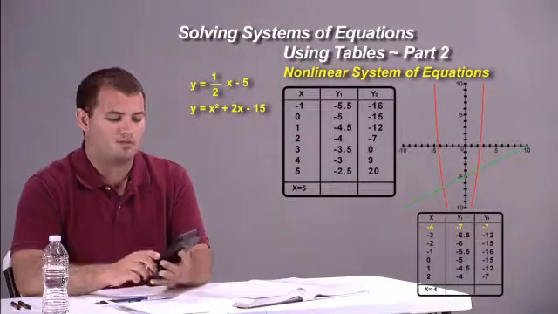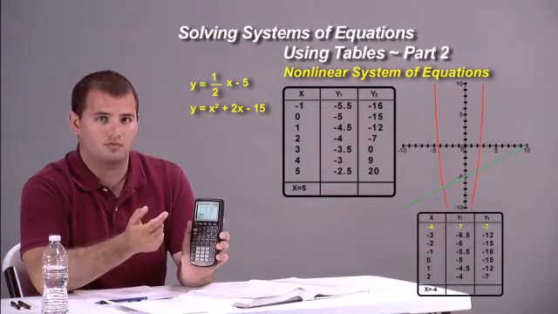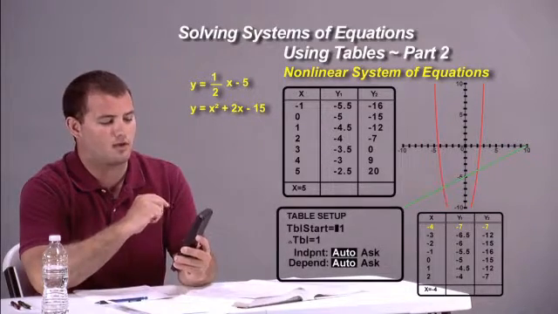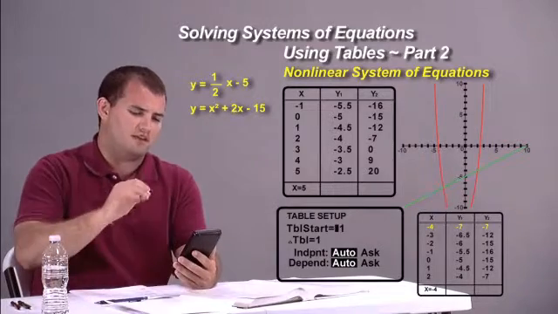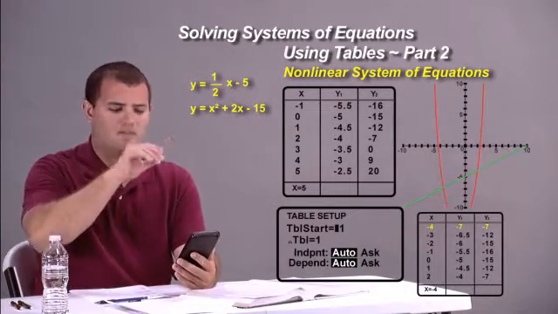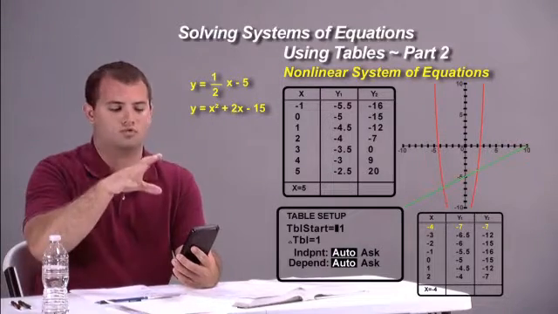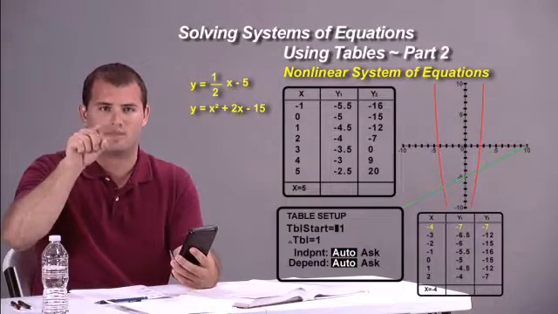First thing we're going to do is push second up here. Then I want you to push the window button, which should be right under your calculator screen. Now your screen should pop up and it should say table setup across the top. The next line should be TBL start equals some number. And then after that you're going to have a little triangle and then capital TBL.